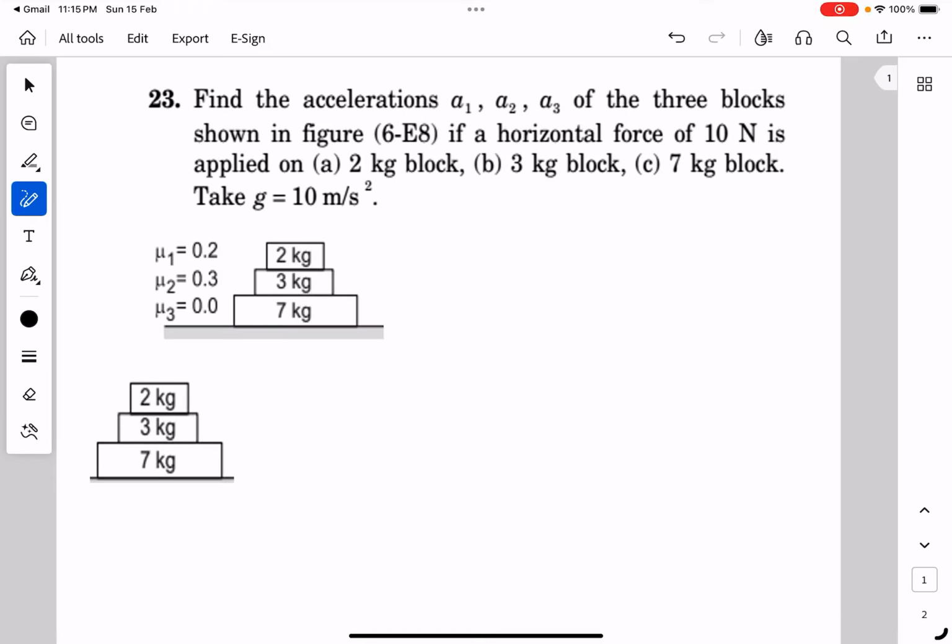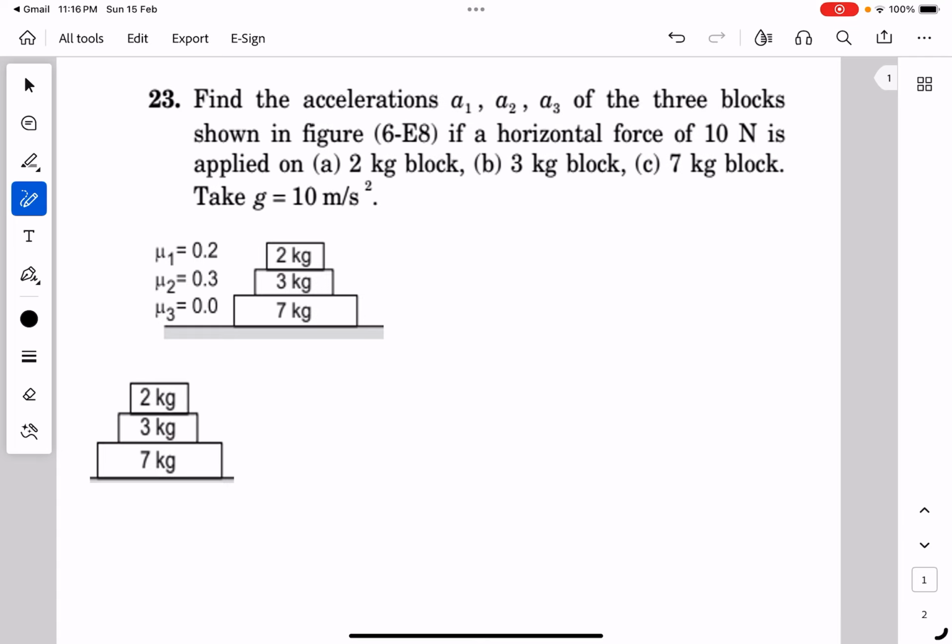Hi students, let's take up a question. Find the accelerations A1, A2 and A3 of the three blocks shown in the figure, if a horizontal force of 10 Newton is applied on A 2 kg block, B 3 kg block, C 7 kg block, and we are given g is equal to 10 meter per second square.